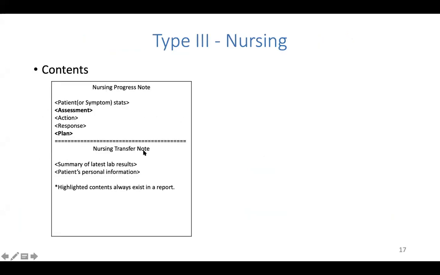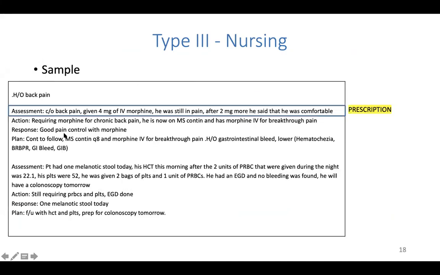Contents are not that different from the physician notes. It is a bit more oriented towards what the nurses can do for the patients, like actions and responses, and assessment and plans are still there. So you can see that the assessment is related to that, and the action is that the patient requires more morphine for the back pain.